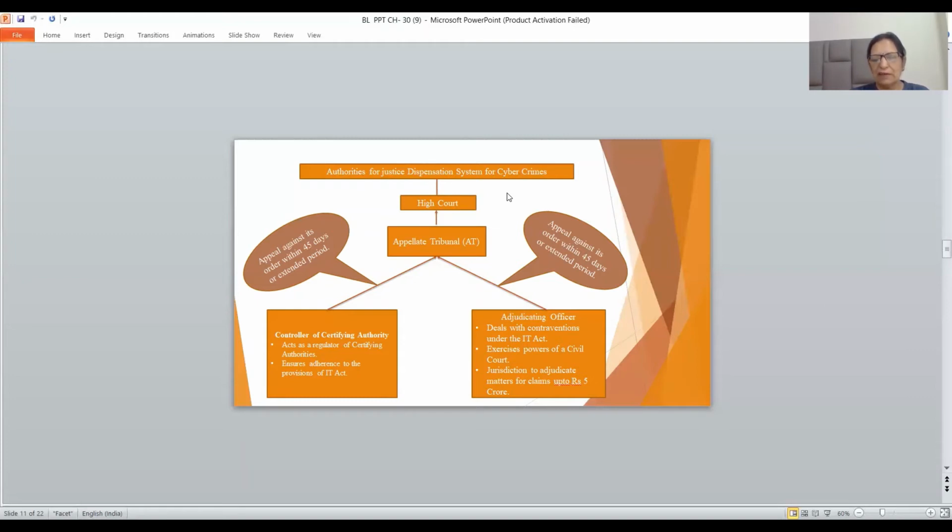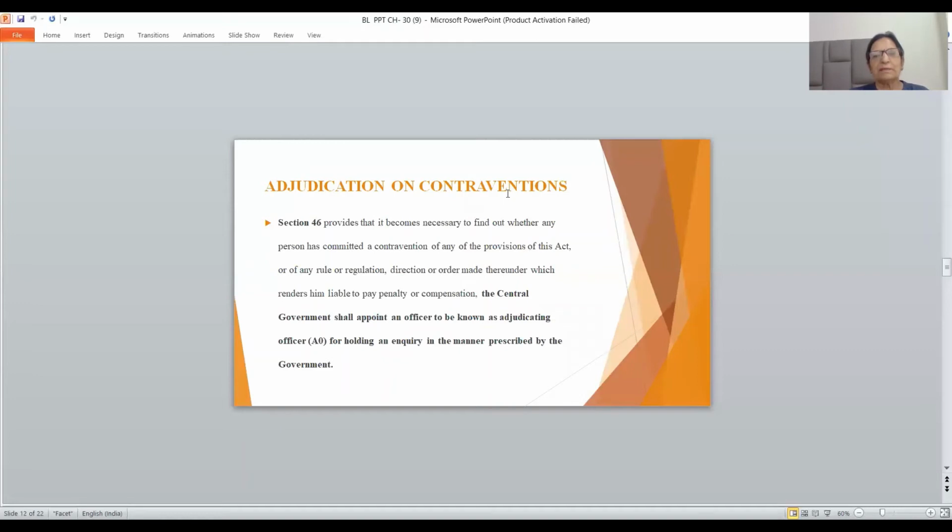So friends, all these points I have explained, and now I would like to explain the heading Adjudication on Contravention. Section 46 provides that it becomes necessary to find out whether any person has contravened the provisions of the Act, or any rule, regulation, direction, order made thereunder. Because violation will result in payment of penalty or compensation. For this, already I have told you just now, the central government has provided an officer who is known as adjudicating officer. He will conduct the inquiry, and then he will decide whether penalty should be imposed upon the defaulter or not.